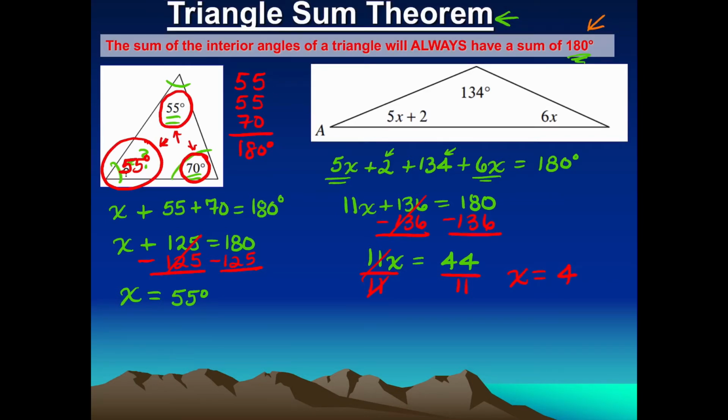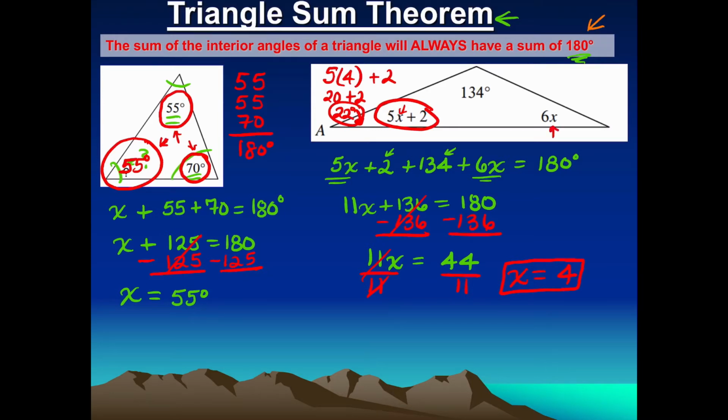Now the thing we have to keep in mind with this particular problem was we just figured out what x was. We didn't necessarily figure out the angle. So we're going to insert that number 4 where the x is. So 5x does not mean 54, it means 5 times 4 plus 2. 5 times 4 is 20. 20 plus 2 is 22 degrees. So that's what that angle is right there.